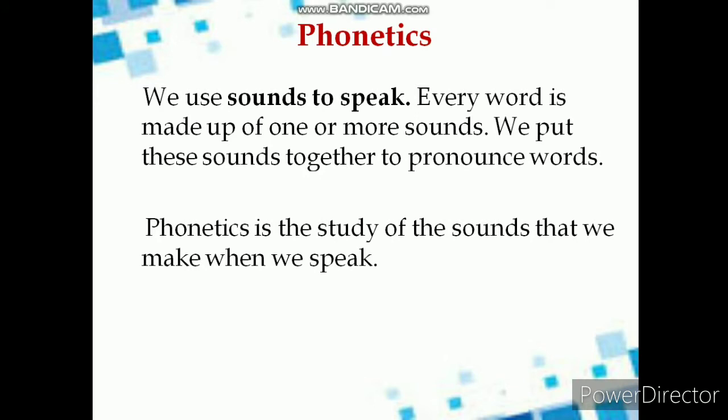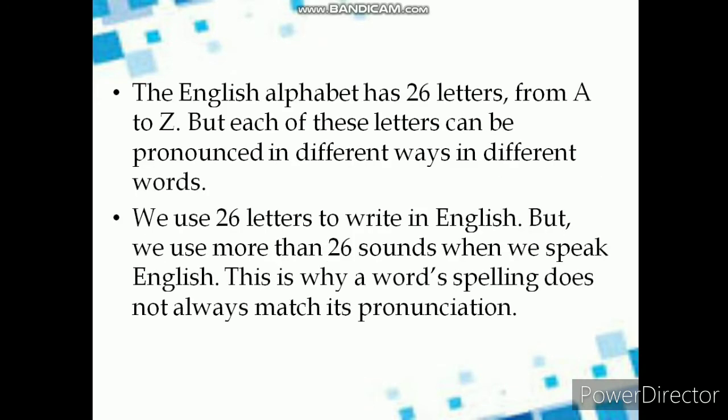We use sounds to speak. Every word is made up of one or more sounds. We put these sounds together to pronounce words. Phonetics is the study of the sounds that we make when we speak. The English alphabet has 26 letters from A to Z, but each of these letters can be pronounced in different ways in different words. We use 26 letters to write in English, but we use more than 26 sounds when we speak English. This is why a word's spelling does not always match its pronunciation.